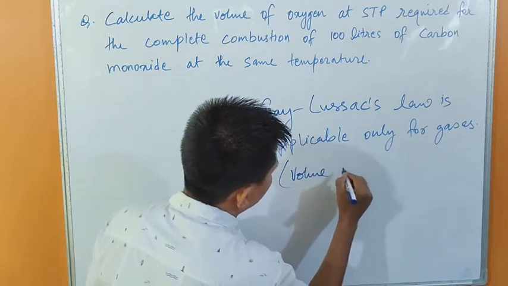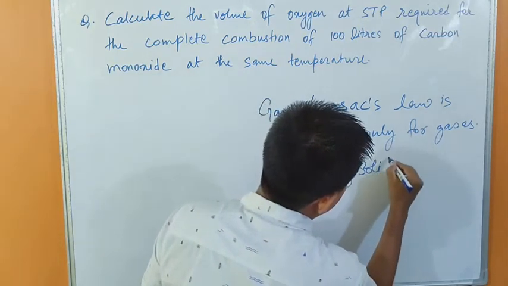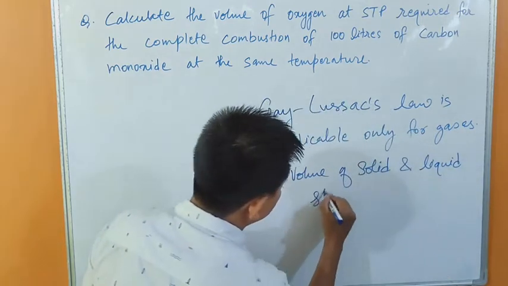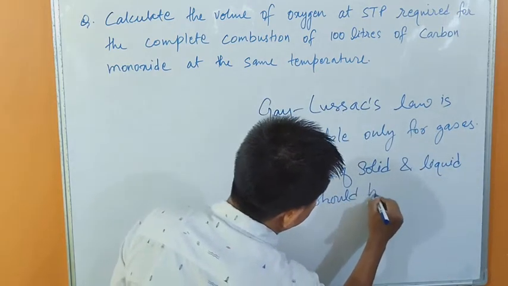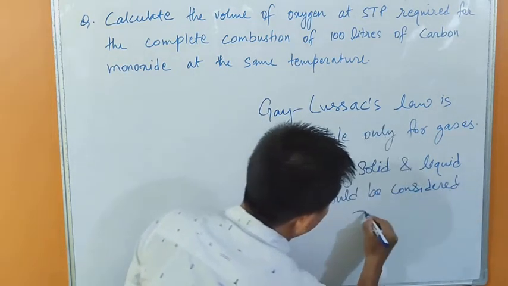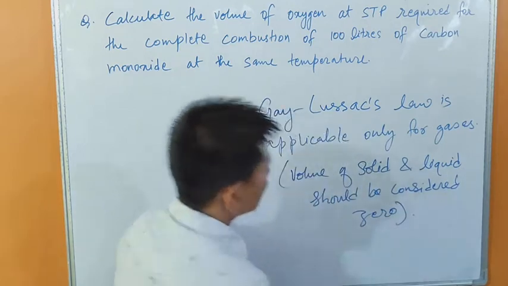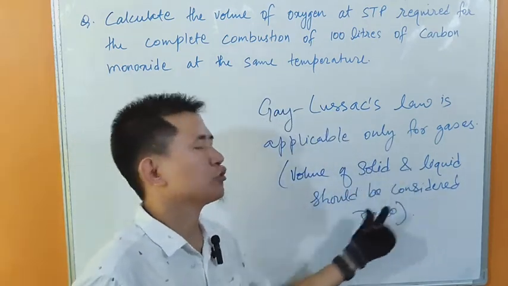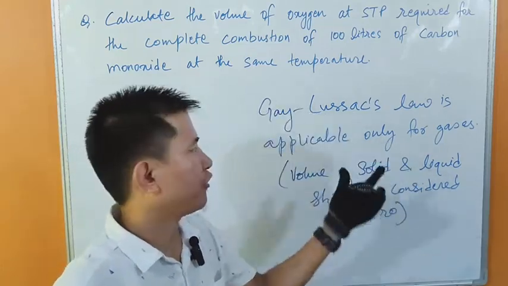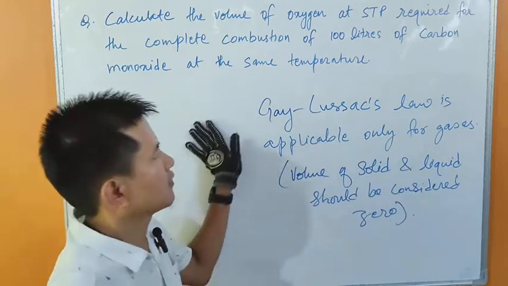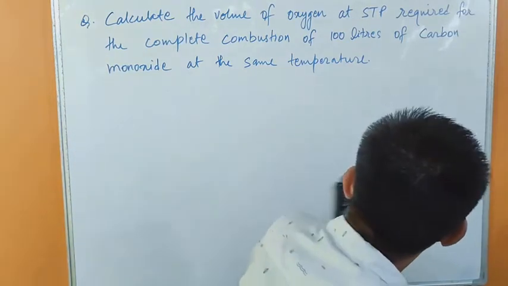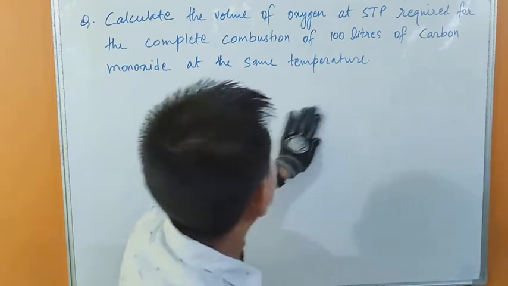Volume of solid and liquid should be considered zero. Gay-Lussac's law is applicable only for the volumes of gases. Got this point? I'm erasing this. Now we will further solve this question and understand the concept of Gay-Lussac's law.